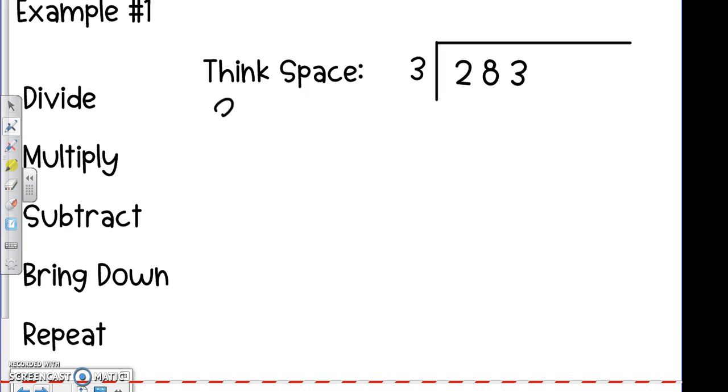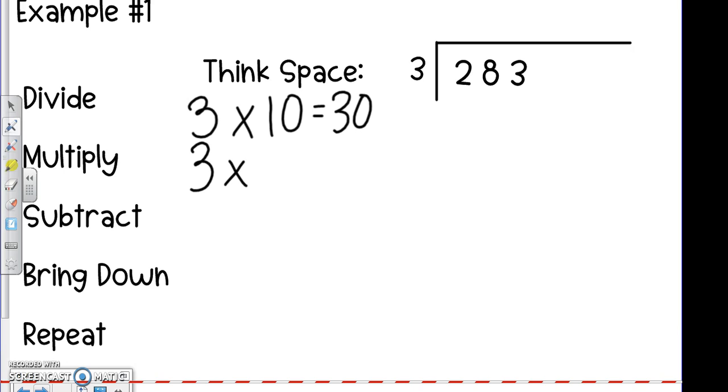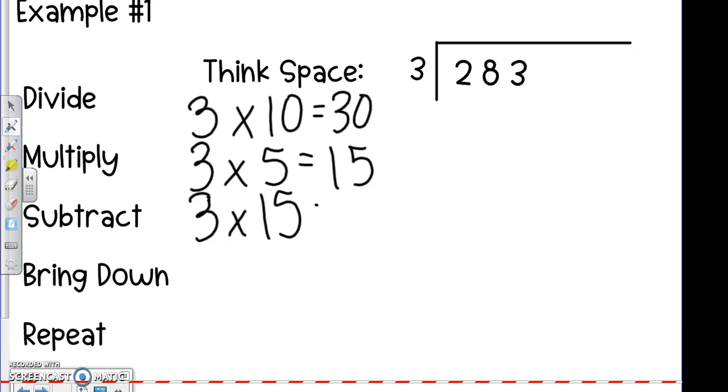I like to start with what I know. So let's say 3 times 10, and that equals 30. We also have 3 times 5, which equals 15. Let's do 3 times 15, and that would equal 45.